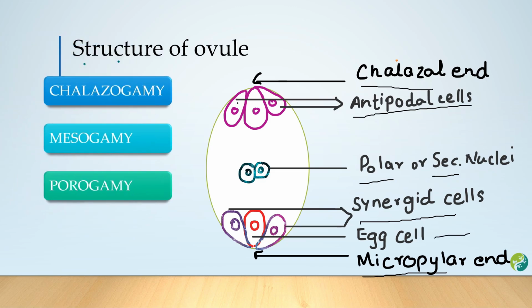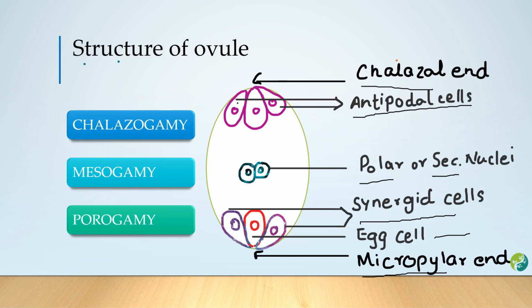When the pollen tube enters through the chalaza or chalazal end, this process is known as chalazogamy. When the pollen tube enters through the integuments, this process is known as mesogamy. When the pollen tube enters through the micropylar end, this process is known as porogamy.